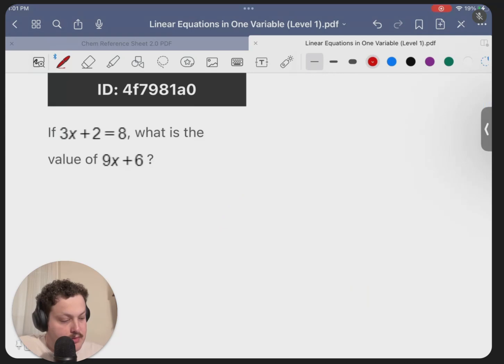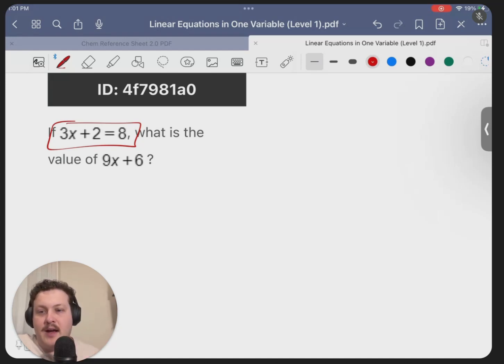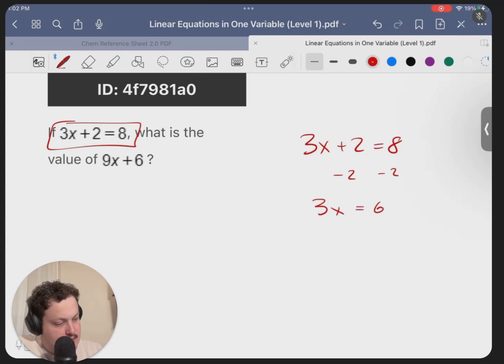Isolation of variables. Let's figure out what that equals. I'm going to focus on where the equal signs are first. That's what I'm looking for, like a red flag. Wonderful. Let me write over here. Minus 2 from both sides. x equals 2. Now we get to plug that in. That is 9 times 2 plus 6. That's 18 plus 6. That should equal 24.